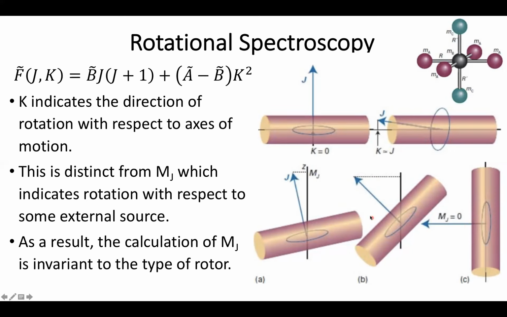So this is kind of an important but subtle distinction. K is going to be with respect to the internal reference, so the center of the atom. How am I moving about that? Whereas m sub j really tends to tell me a lot about how I'm moving with respect to a detector.